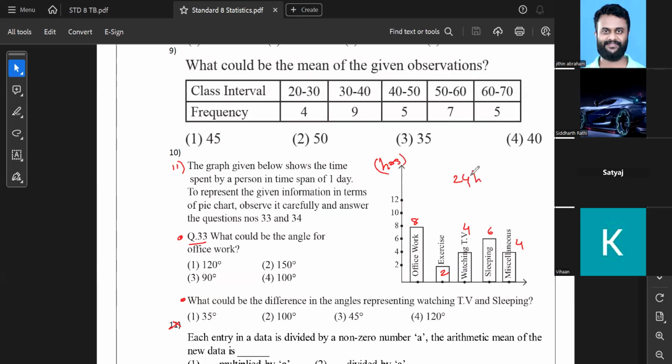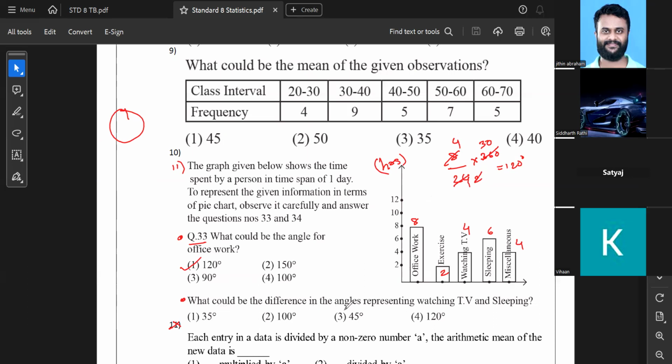It's a total of 24 hours, where this person spends 8 hours in office. So the angle is basically 8 divided by 24 multiplied by 360, because the total angle of a pie is 360. I hope this formula is clear. Straightforward formula. When you cancel this 2 with 8, you'll get 4. 4 into 30 gives you 120 degrees. Sir, option 120 degrees. Very good.